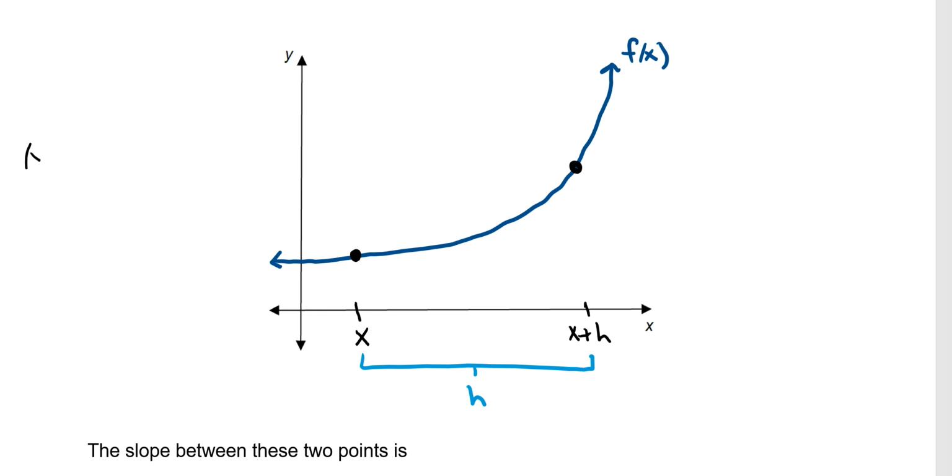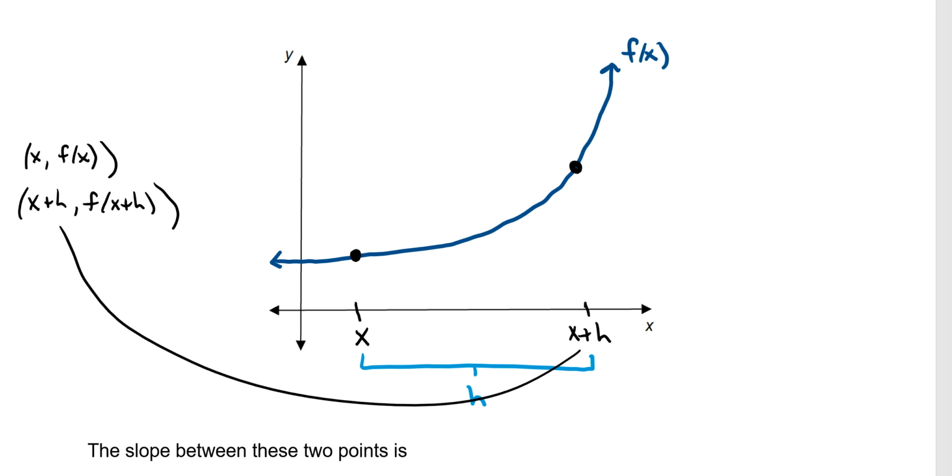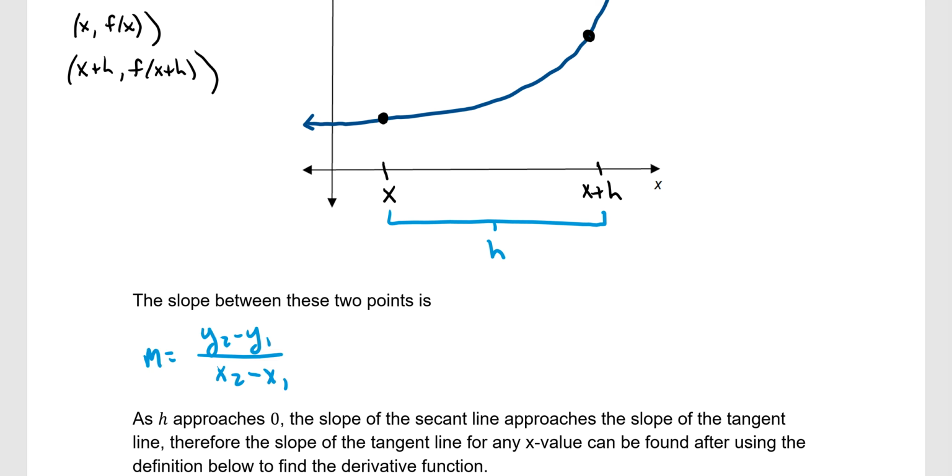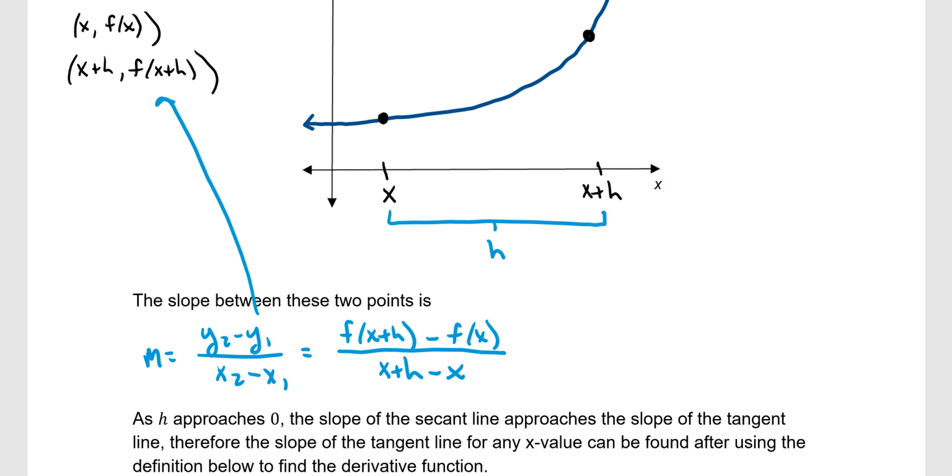So let's do the same thing we were doing. We're going to have our x, y, or x1, y1: x, comma, f of x, and x plus h, comma, f of x plus h. So just like what we were doing before, using the slope formula, we're going to calculate the slope between these 2 points. We would get the difference in their y-coordinates, f of x plus h minus f of x, all over the difference in their x-coordinates, x plus h minus x.